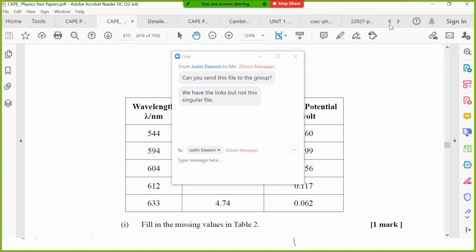Yeah, man, the file is supposed to be there now, right? The file is there. Once you have that file, you will see documents that have a lot of past papers, a particular CAPE document that has a lot of past papers in it.